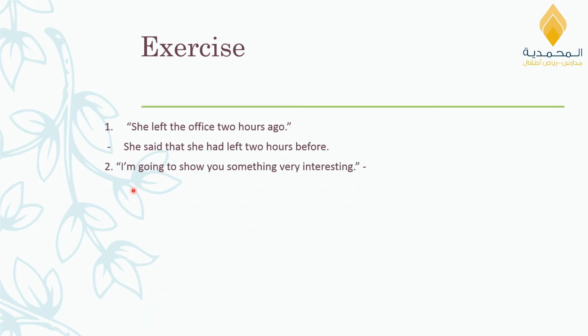Number 2: I'm going to show you something very interesting. Let's look. What's the tense of the sentence? Yes, it's future using going to, but because it is with going to, we're going to deal with it as the present continuous. So we have to take it one step back, so it will be past continuous. So the new sentence would be, Susan told me she was going to show me something very interesting.